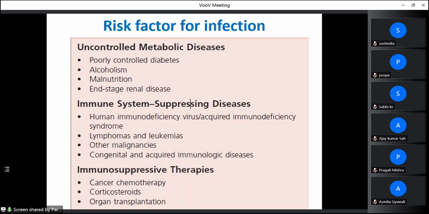Now, risk factors for infection. The risk factors for space infection include uncontrolled metabolic disease like poorly controlled diabetes mellitus. Why is the chance of infection high in poorly controlled diabetes? If the sugar level is high, the chance of infection is also more. What is the reason behind it?